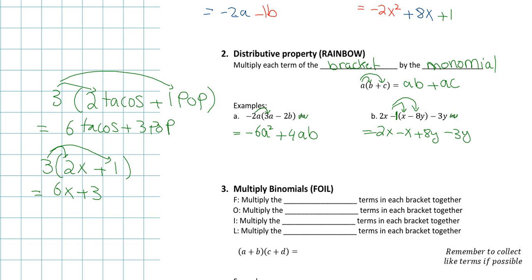Do I have like terms? Yeah. What are they? So 2x minus x gives me what? Good. Then? Plus 5 what? So you're going to have to add these two. So 8y minus 3y, that gives me 5y.